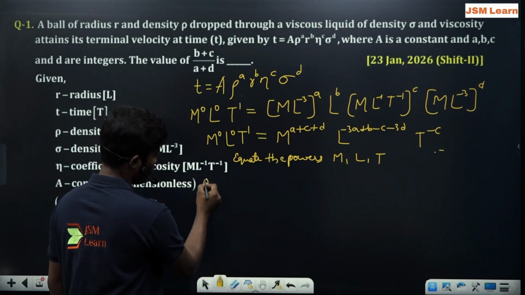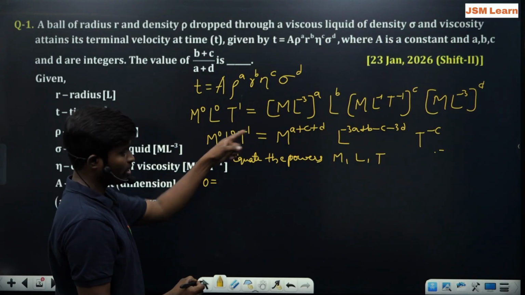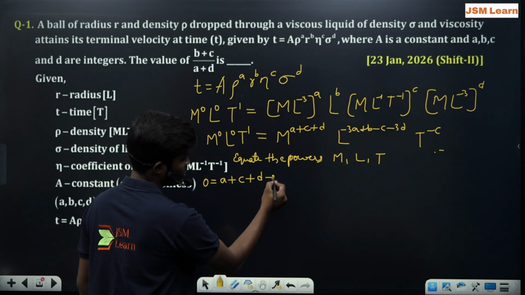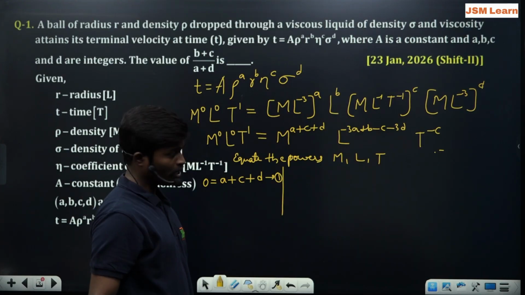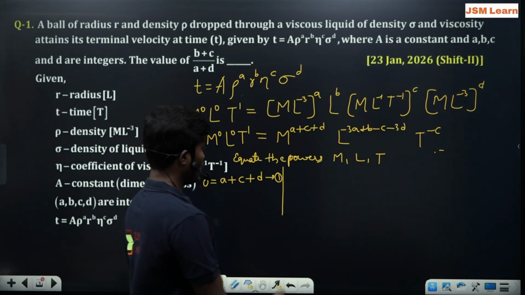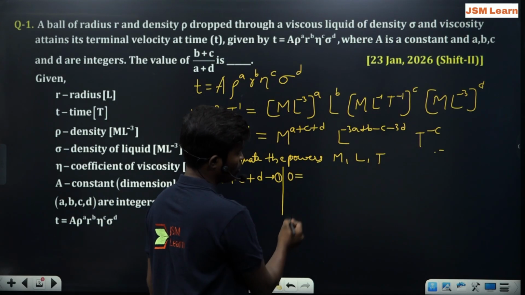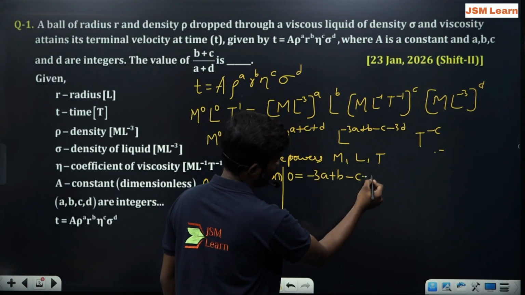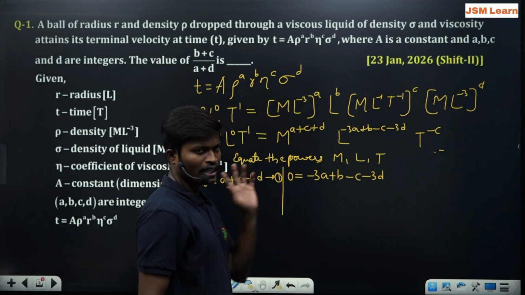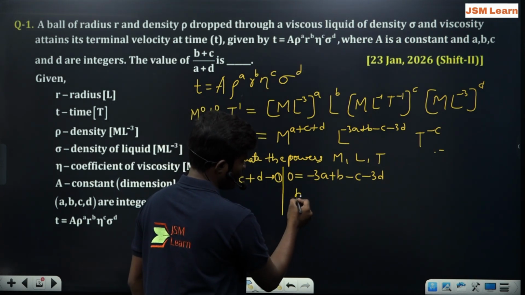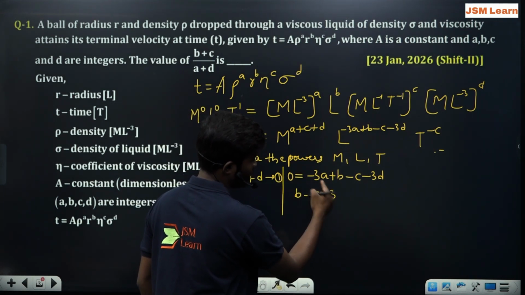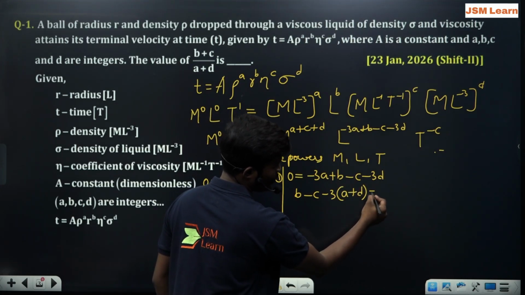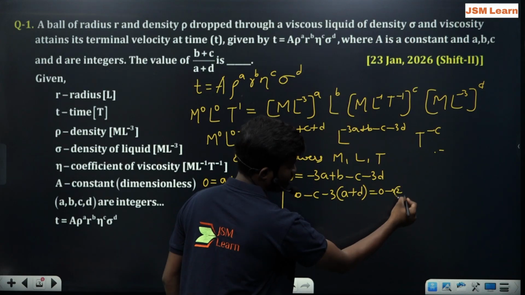So we get 0 equal to the power of M on the RHS, which is a + c + d. Let us consider this as equation number 1. After writing this, we will go to the power of L. So 0 in the LHS will be equal to -3a + b - c - 3d. I am just interchanging the terms: b - c, and -3 common in these two, so -3 taken common, (a + d). Let us consider this as equation number 2.